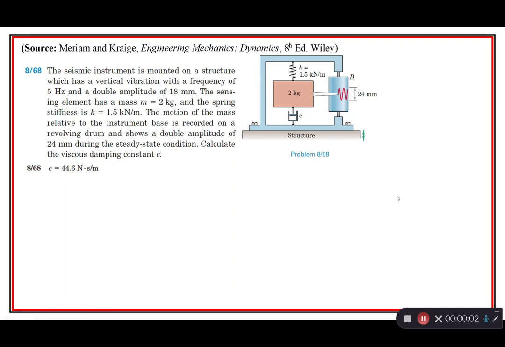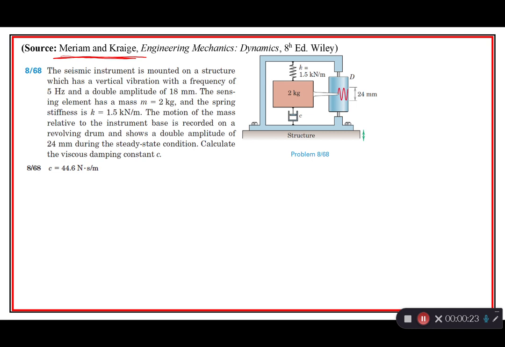Continuing on with week 12, exam 3 preparation. This is a seismic instrument. This is also a problem, by the way, from Miriam and Craig. It's a dynamics book, not a vibration book, so they might have different things from R and different nomenclature and whatever.